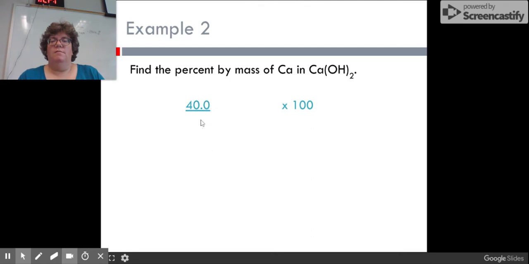So I look up calcium on the periodic table. 40 is its molar mass. And then I find the molar mass of the whole compound. 40 plus 2 times 16, because remember there's 2 oxygens, plus 2 times 1 for the hydrogens. Then to make it a percent, I multiply it times 100. I work that all out. I get 54.1%. So 54.1% of calcium hydroxide is made up of calcium. So a little more than half of this compound is calcium.